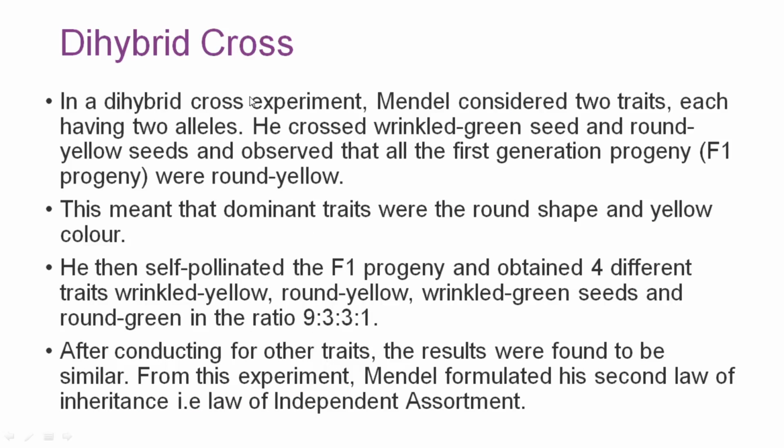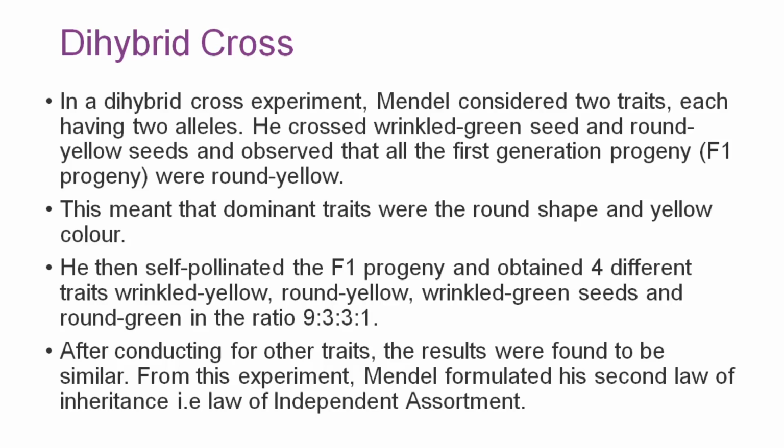The dihybrid cross experiments. In this he has taken two contrasting characters. If one contrasting character is taken, it has two alleles. In this, it is taking two contrasting characters, that means it is having four different types of alleles. In the dihybrid cross experiment, Mendel considered two traits, each having two alleles.